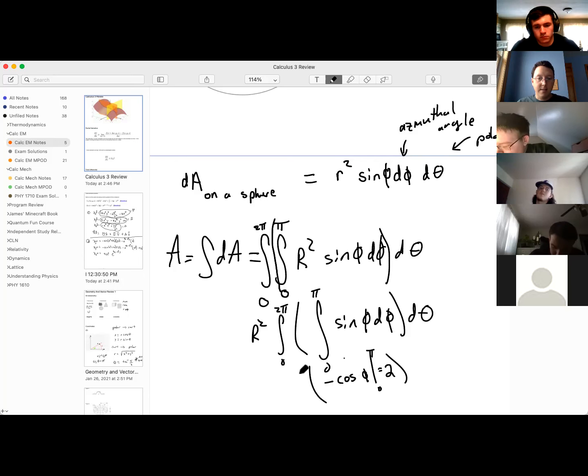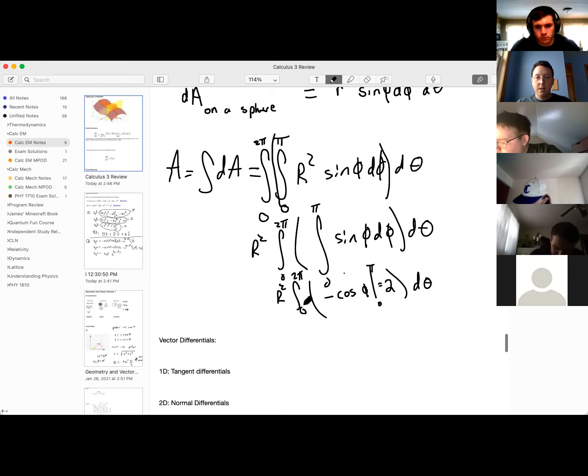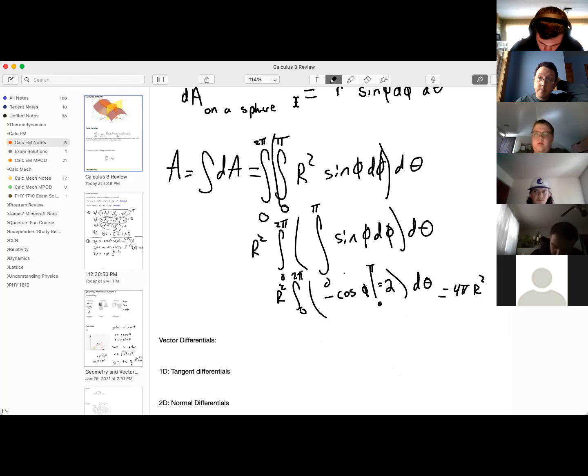And you have to integrate that from 0 to 2 pi. This stuff came from up front. And sure enough, I get 2. The theta integral gives me another factor of 2 pi, so that's a total of 4 pi r squared, which is the right answer. Okay.